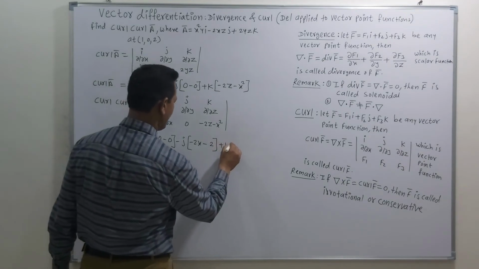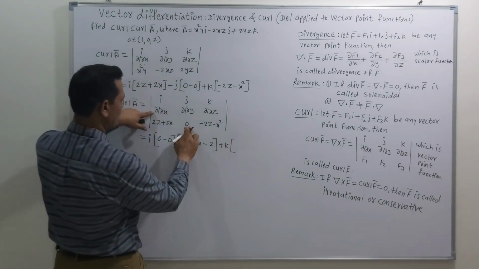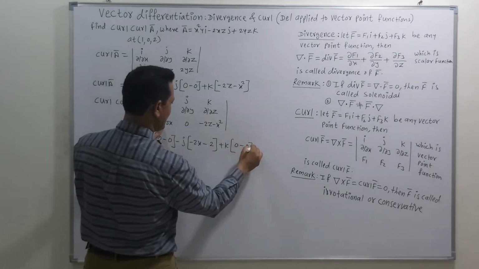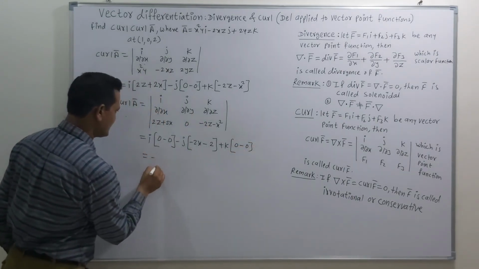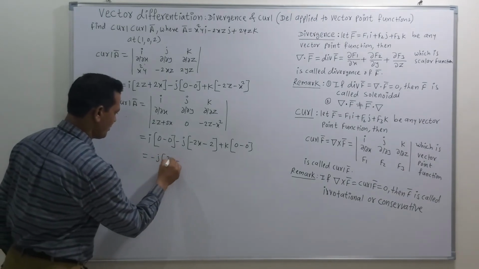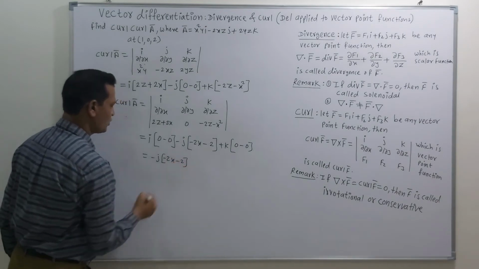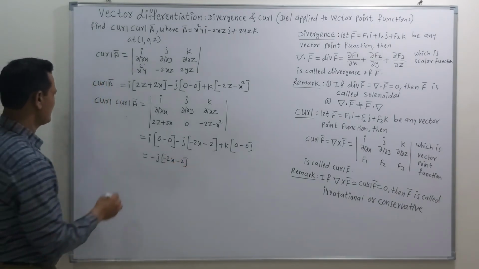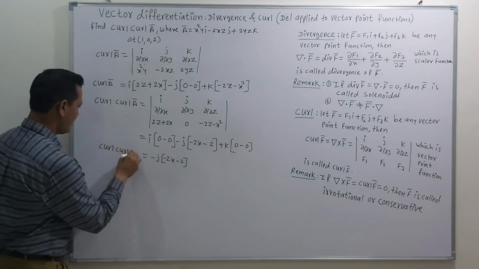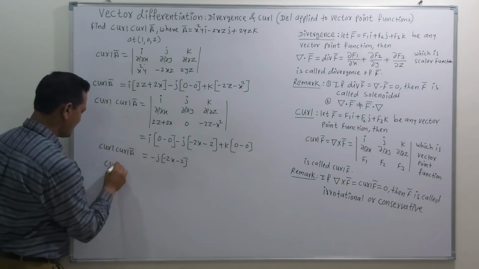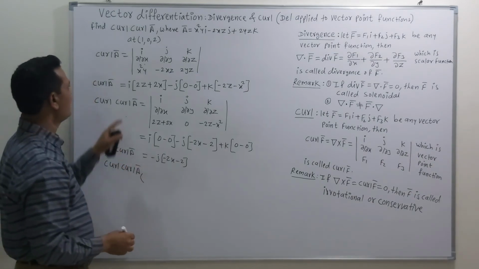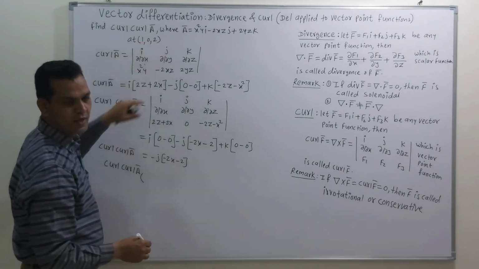Then plus k, we get the partial derivative with respect to x is 0, minus the partial derivative of this term with respect to y is again 0. That means finally we get minus j into (minus 2x minus 2). So this is the value of our curl of curl of A bar. Now friends, our next aim is to find the value at the point (1, 0, 2).